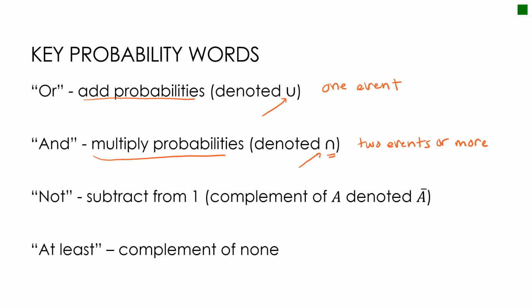If you see the word not, that's when we're looking at the complement of A. Remember, the complement was not A, and we're just going to subtract from 1. And at least we haven't looked at yet, but we will in just a moment. At least is the complement of none. So if I said the probability that I get at least 1 two when I'm choosing cards out of a deck, it'd be 1 minus the probability that I didn't get any 2s.